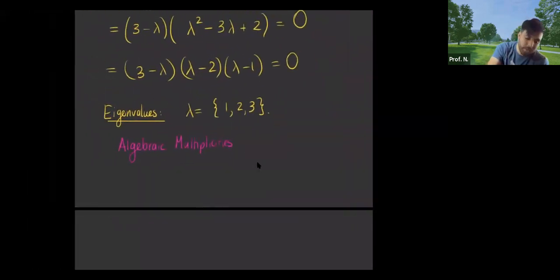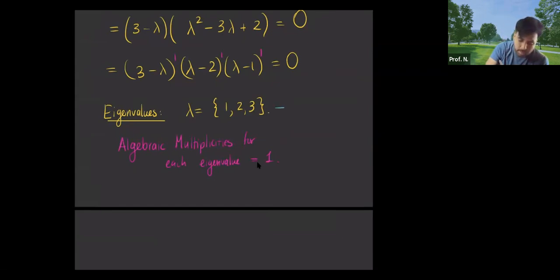That should be pretty straightforward as well. These all only appear once. So the algebraic multiplicity for each eigenvalue equals 1. This is the most ideal scenario, that you have a 3 by 3 matrix and you have 3 distinct eigenvalues.